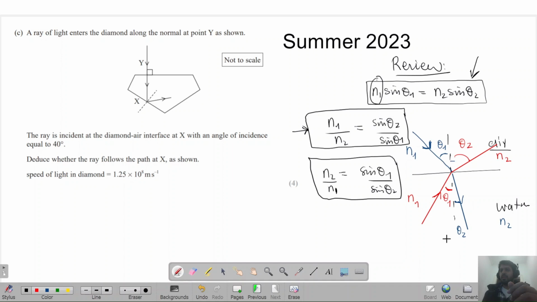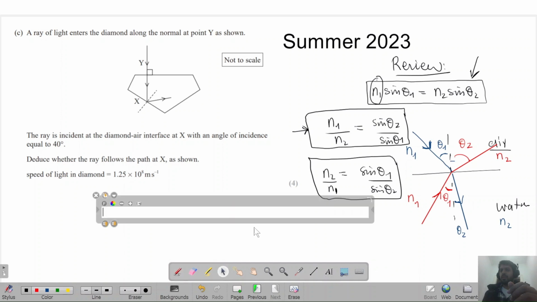Let's move on to the next topic, which is critical angle. So first of all, I want to write a definition for critical angle, and then we will see how that definition allows us to calculate critical angle from Snell's law. Critical angle is defined as the angle of incidence for which the angle of refraction is 90 degrees.